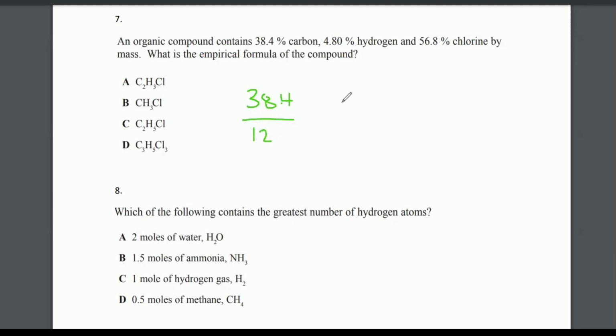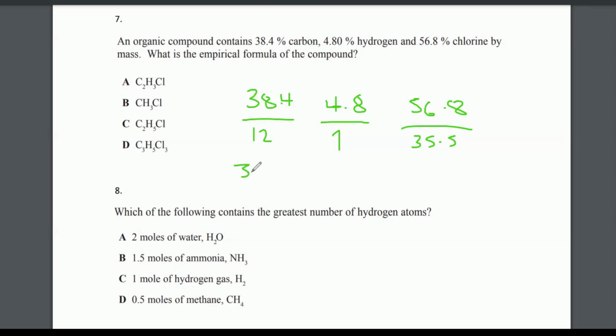So to work out the empirical formula, sometimes you're given percentage by mass like this, or sometimes you're actually given grams. Whatever it is, you're going to divide it by the Ar of the element. So 38.4 over 12, because 12 is the Ar of carbon, 4.8 over 1, because 1 is the Ar of hydrogen, and 56.8 over 35.5, because 35.5 is the Ar of chlorine. So whack them in. Essentially you're working out moles. You can think of those percentages as grams, and you're working out the moles of each.